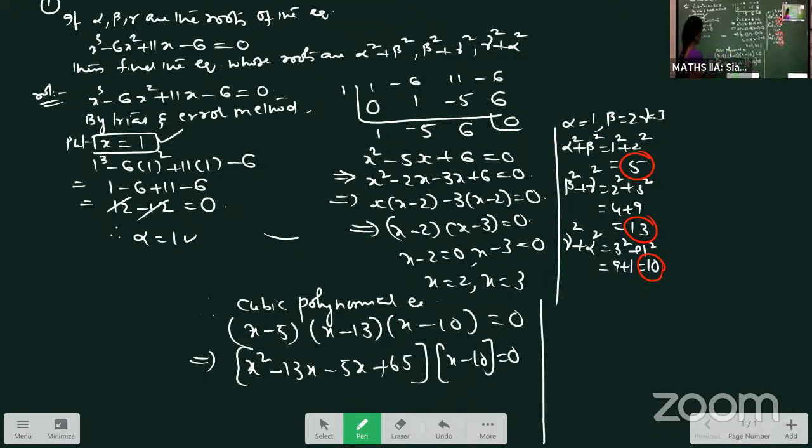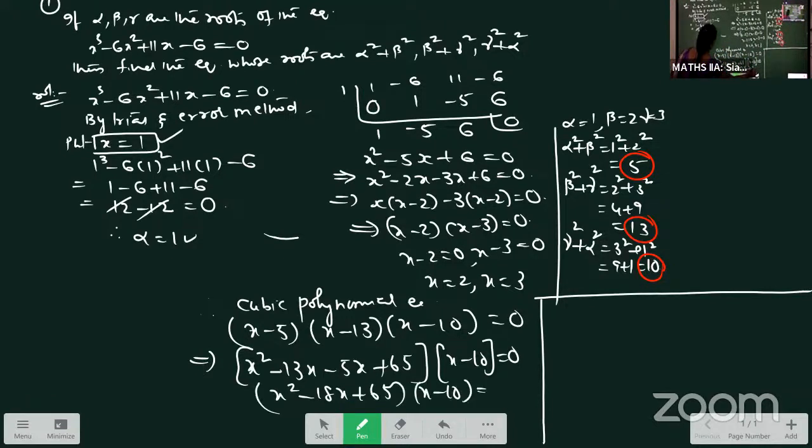Then what are you getting here? x square minus 18x plus 65 into x minus 10 is equal to 0. While multiplying these, it is better to start from the left hand side, instead of multiplying all three together. Multiply with these two numbers first. Start from the right side because it is easier for calculation. There is no other problem. Just multiply like this.